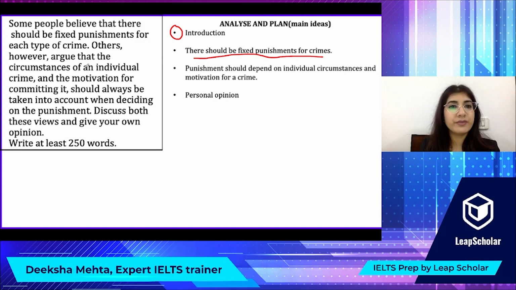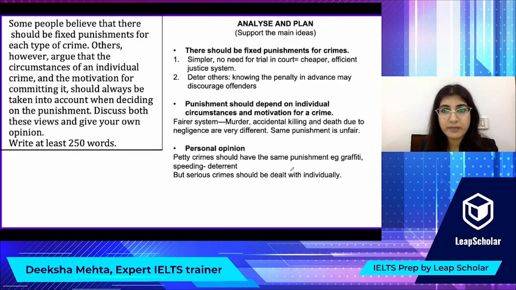And the second point from the question, the circumstances of an individual. So I have written down punishment should depend on individual circumstances and motivation for a crime. The third main point will obviously be my personal opinion, whether I agree with this or not. So let's look at how to support these main ideas. So again, these were the main ideas and this is how I have supported them.